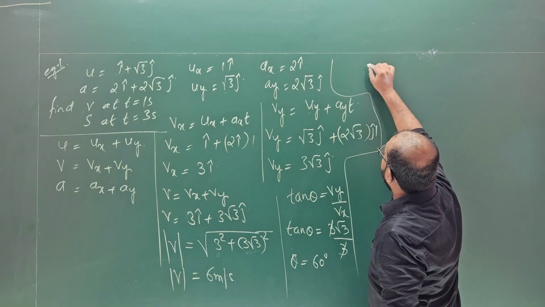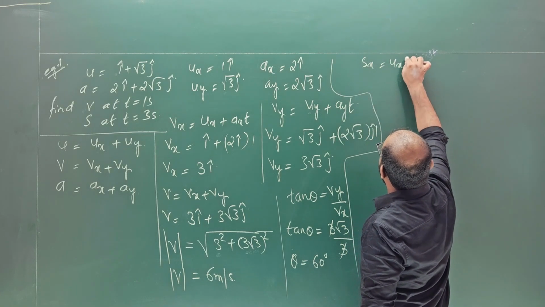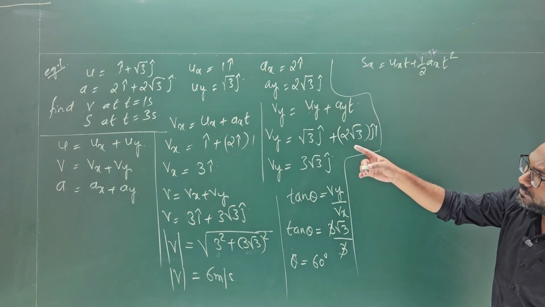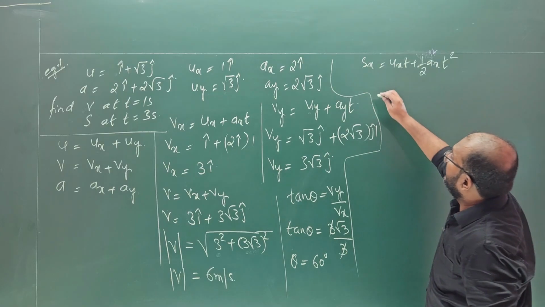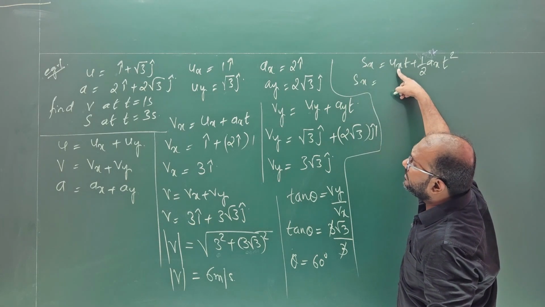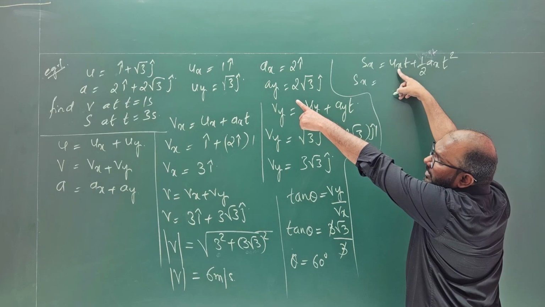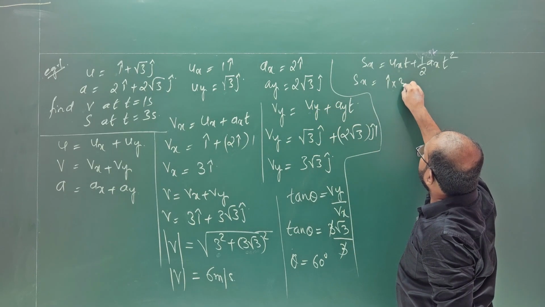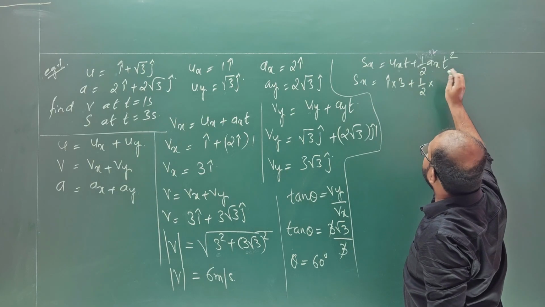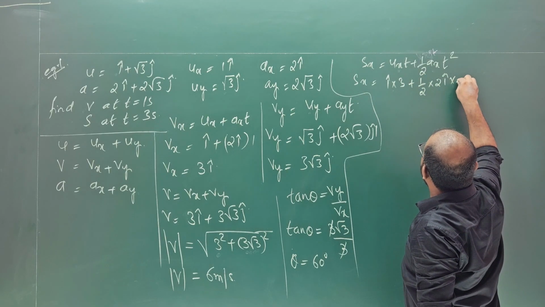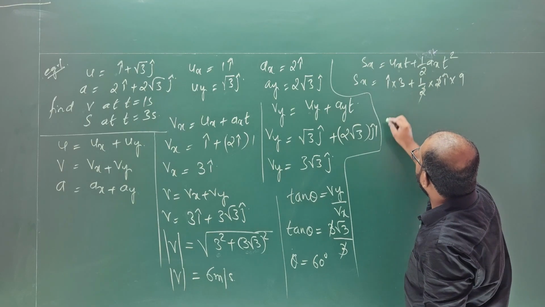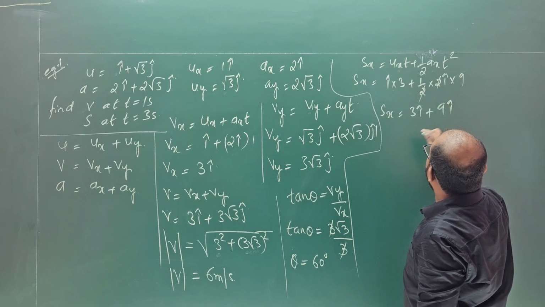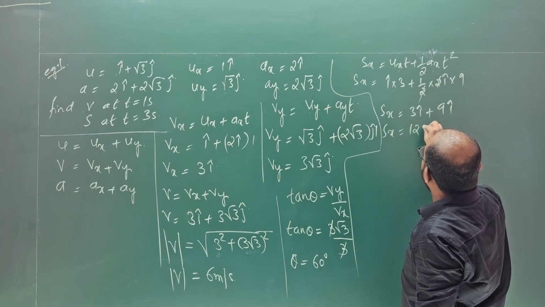Similarly, we can also find Sx now. Okay, using what again? Sx is equal to uxt plus half of ax t squared, time at 3 seconds. Now, Sx is equal to u value, ux again 1 and ax again 2. So, i cap into 3 plus half into ax, which is 2 i cap, into 3 squared, that is 9. Can I cancel this 2 and 2? So Sx is equal to 3 i cap plus 9 i cap, that is Sx is equal to 12 i cap.